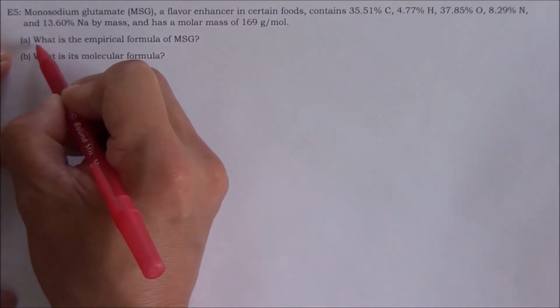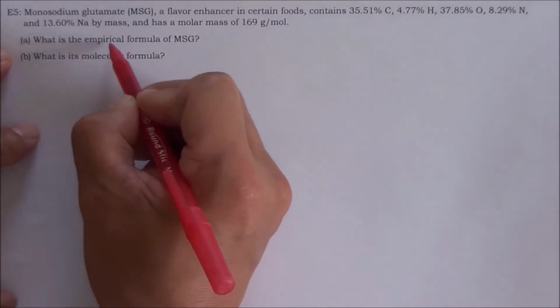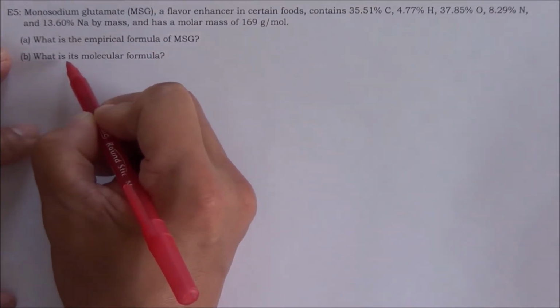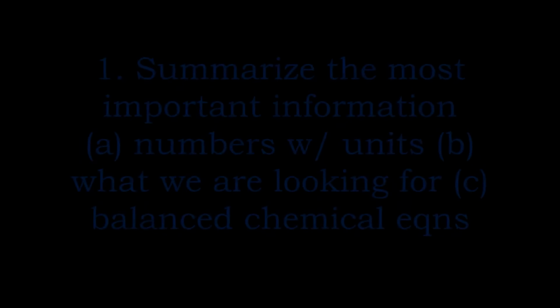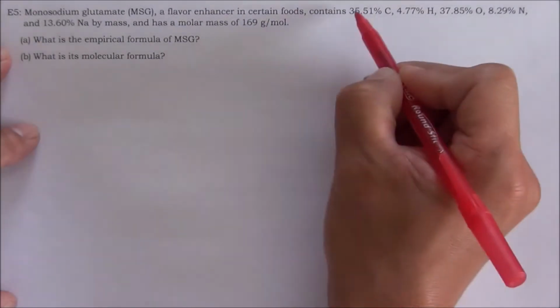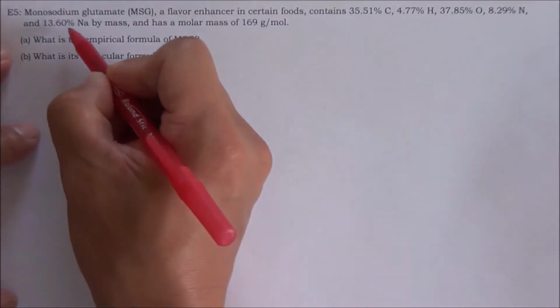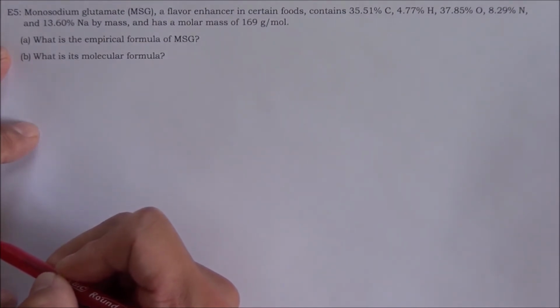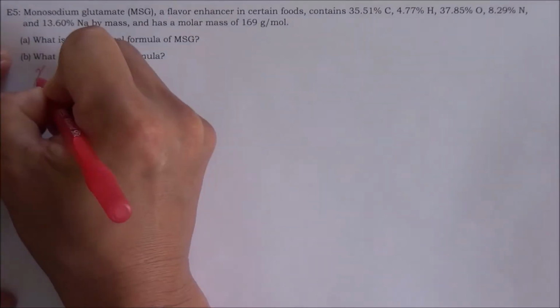A. What is the empirical formula of MSG? B. What is its molecular formula? First, we will summarize the most important information. Numbers with units and what we are looking for are considered the most important information. If there is a chemical reaction, a balanced chemical equation is also considered the most important information.